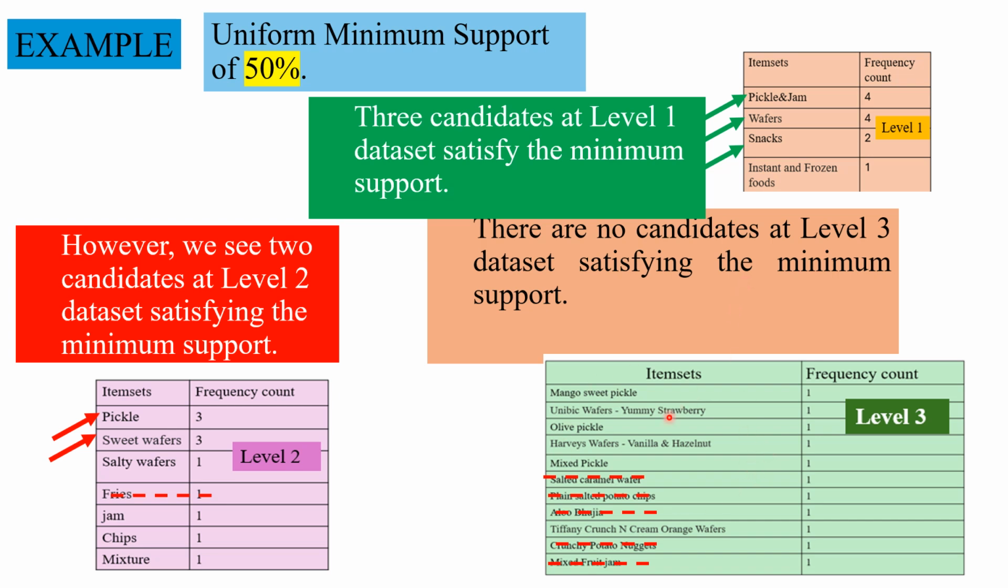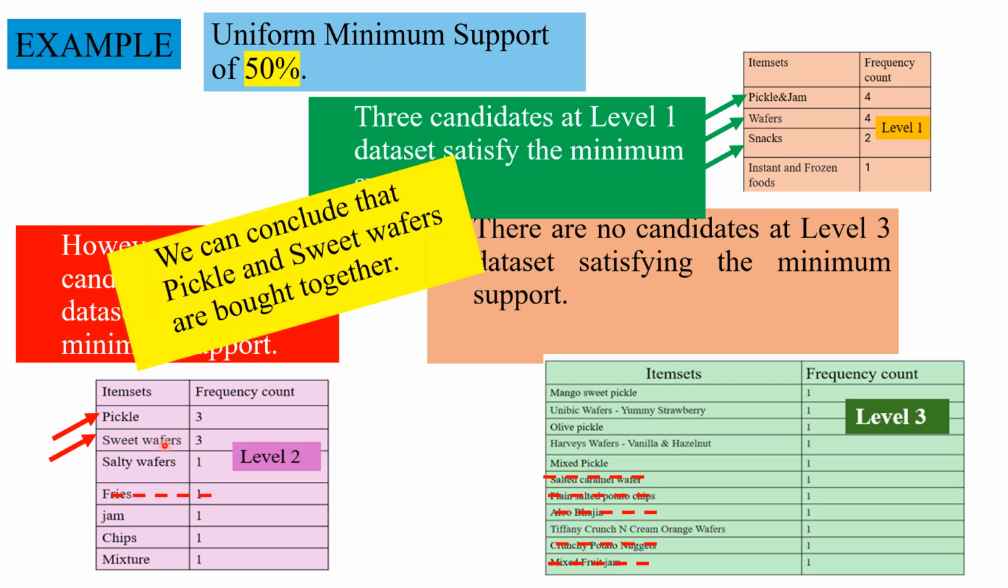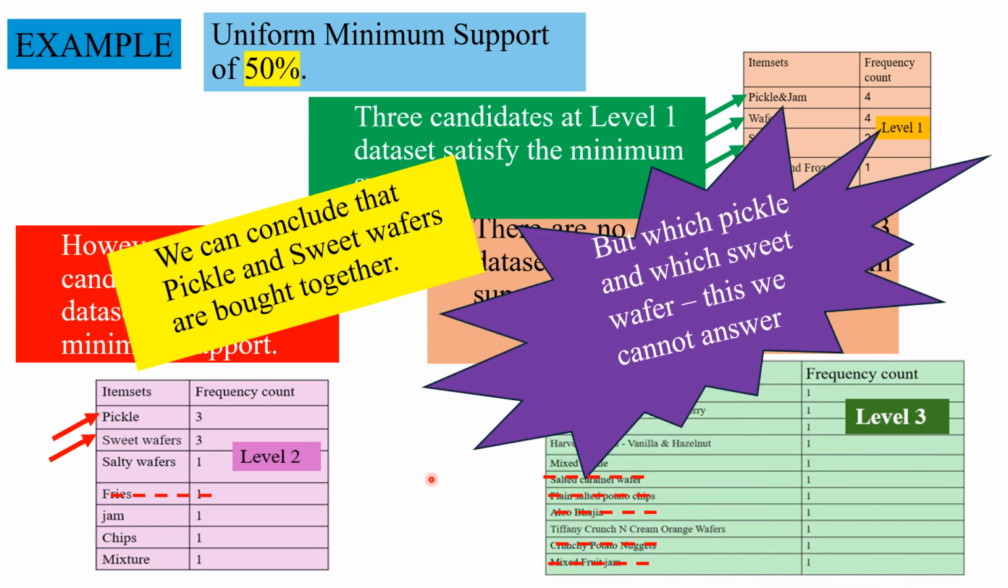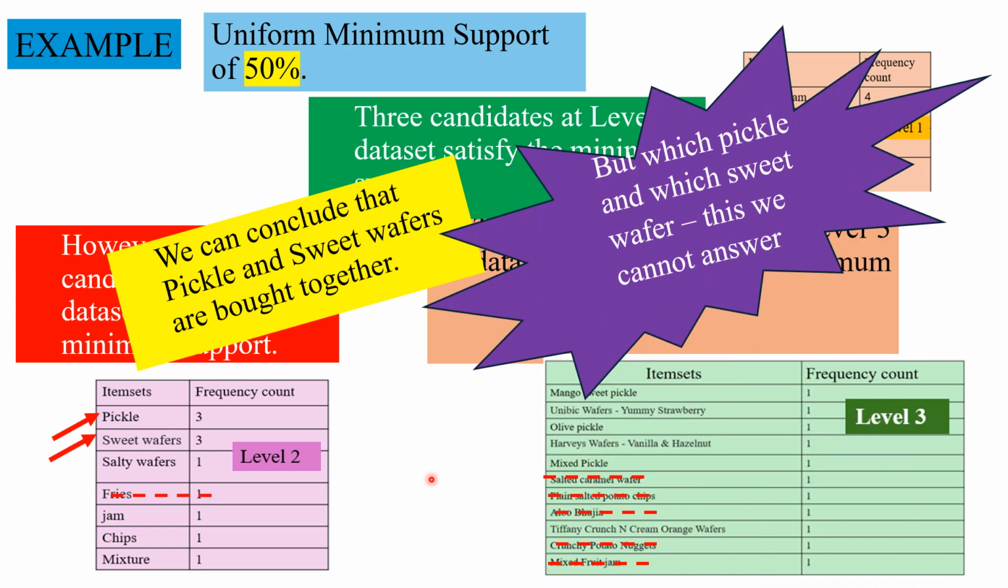So this means we are unable to find out the detailed information about frequent patterns. However, we can see that pickle and sweet wafers are bought together. So at level 2, at a certain generalized abstraction, we can say pickle and sweet wafers are bought together, but which pickle, which sweet wafer, we cannot answer because we have not been able to identify any frequent patterns at level 3. And this most specific information is present at level 3.